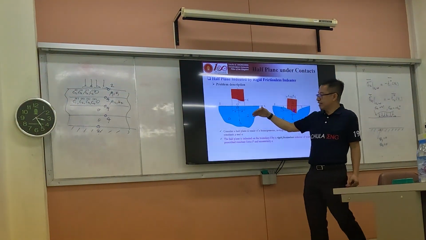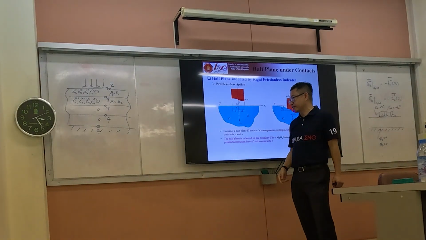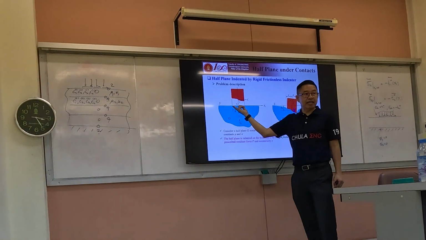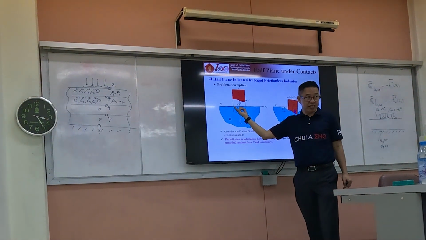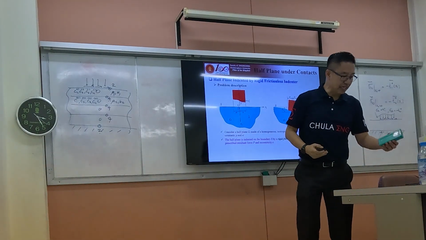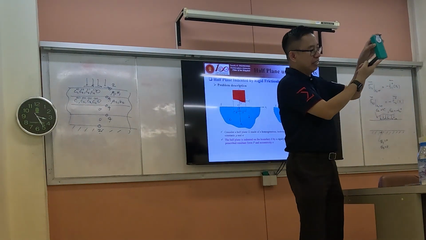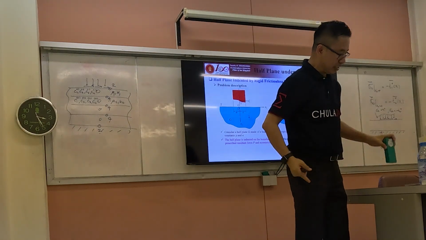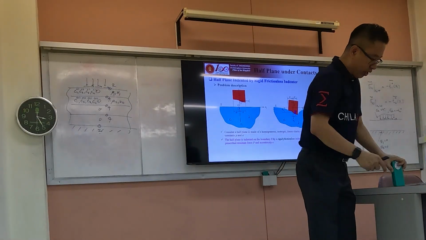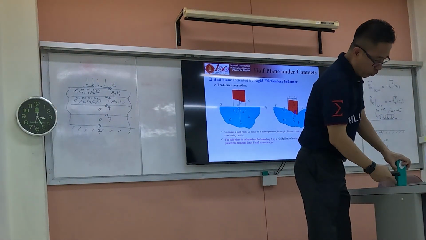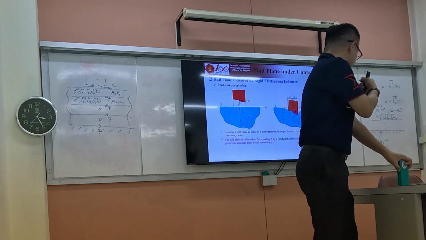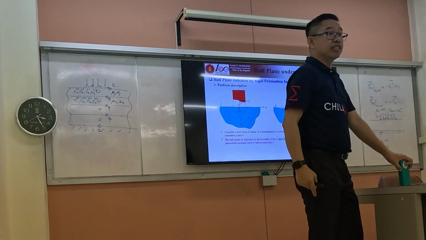When I compress the half plane by this indenter, we have a known contact length. Let's say that the contact length is equal to 2a. This is known a priori. For example, let's say that I have the width of the indenter like this. I compress it until I ensure that the contact here is equal to the width of the indenter. So the contact length is known a priori.